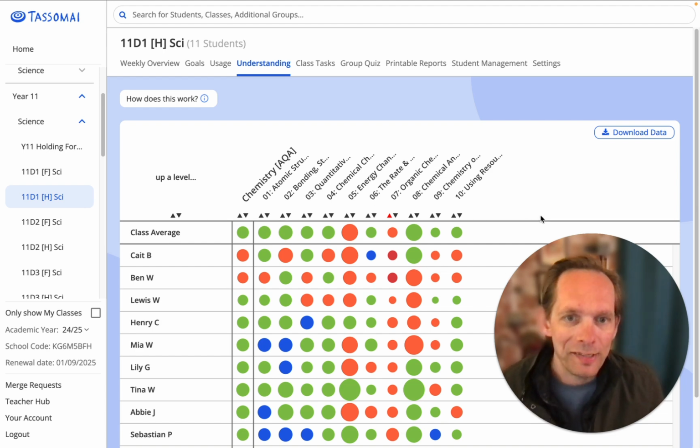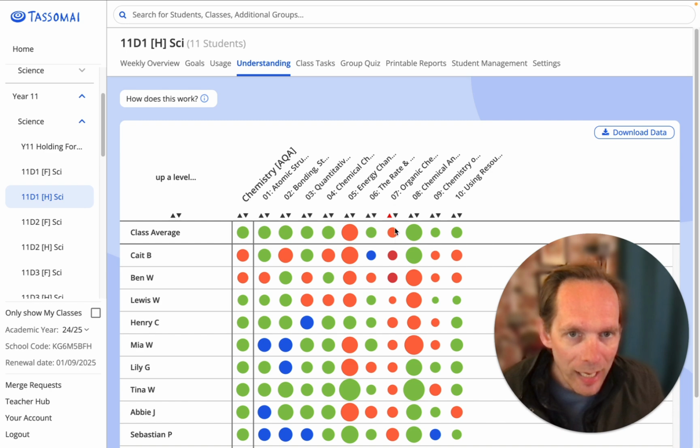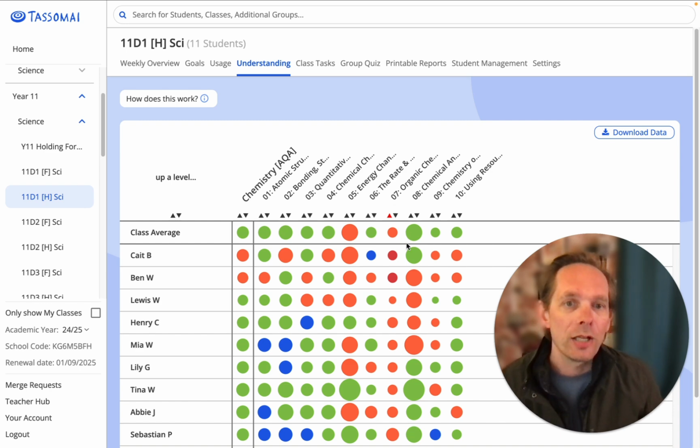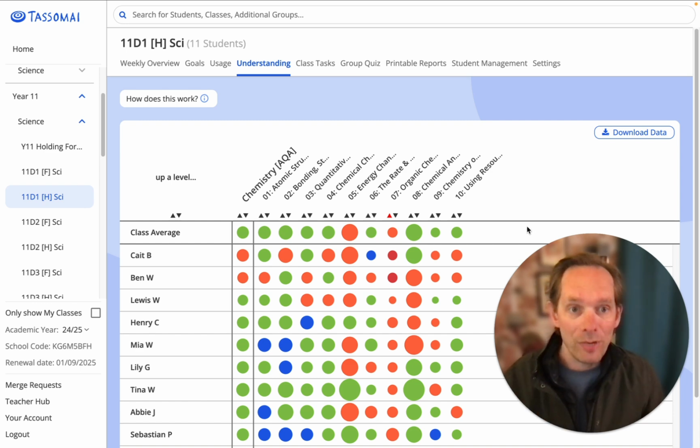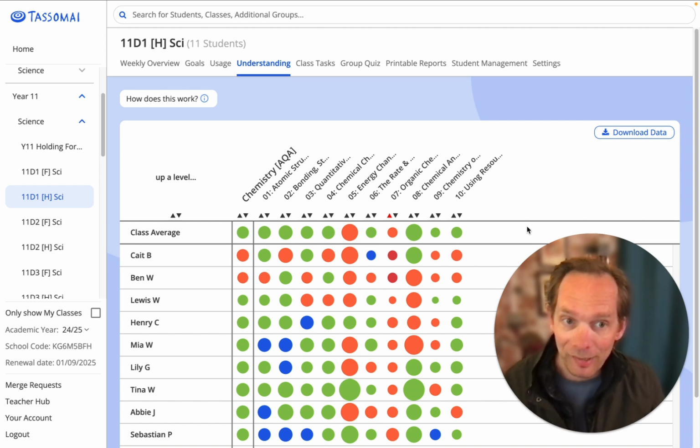They're all doing quite nicely in chemistry, lots of green dots, but that organic chemistry column is a real worry for me. Not only lots of red and orange dots, but small dots. That means they haven't been doing that much of this topic, so there are gaps in their practice.